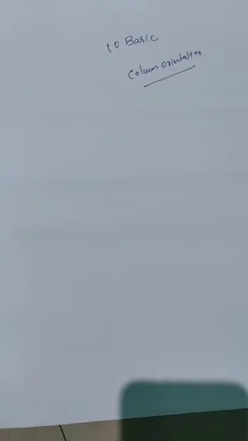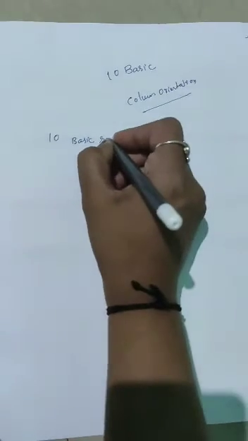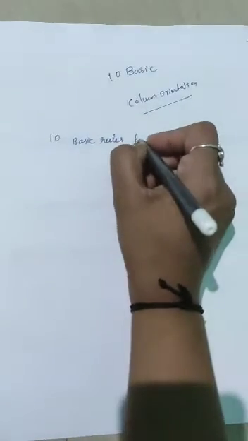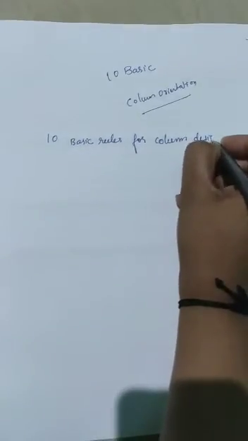Okay, so today, as I had made a video on column orientation, let us know the 10 basic principles that are useful for civil engineering. That is, 10 basic rules for column design.